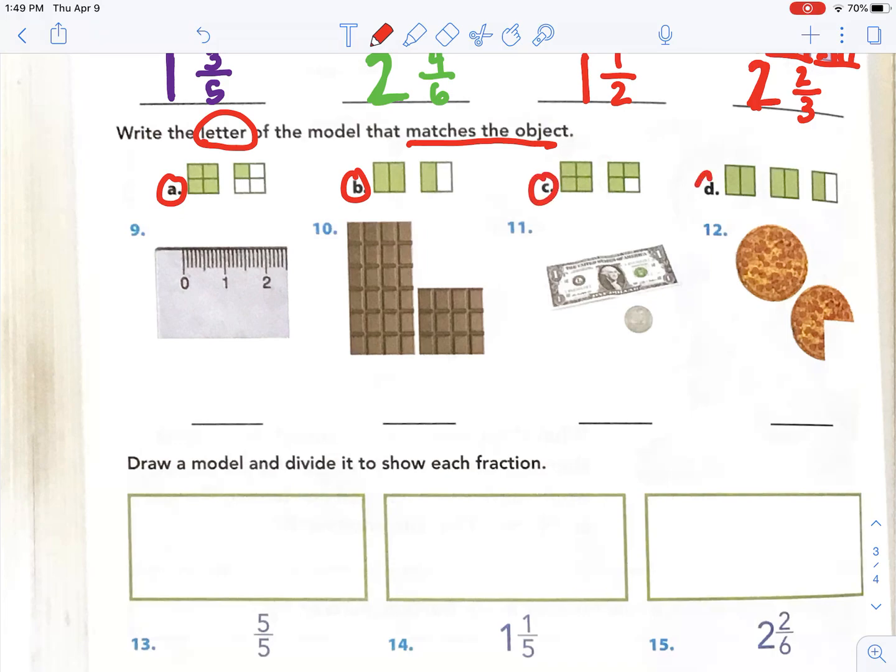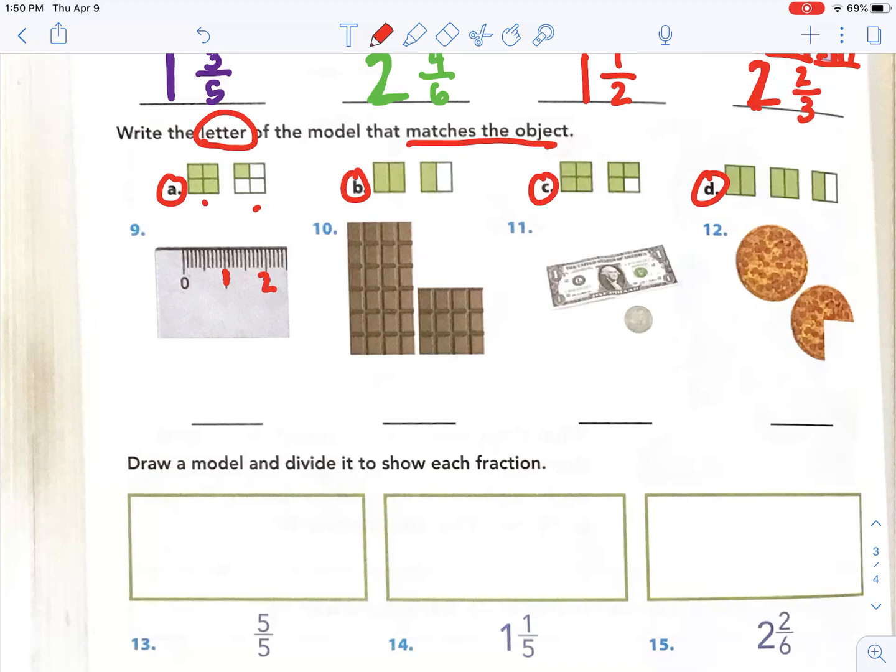Okay, it says write the letter of the model that matches the object. So these are the letters. They're going to match the fractions down below. So boys and girls, when we see fractions in real life, do we usually see boxes and things like this? No, we do see sandwiches and pizzas, maybe pie, maybe some cakes. But a lot of our fractions in the world are not going to look like this. But let's see if we can make them match. Okay, let's look at the wholes first. Let's look at the whole number first.